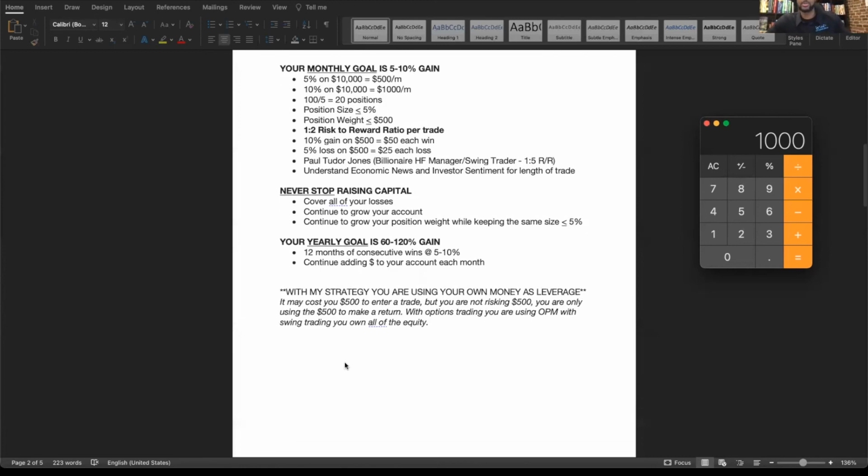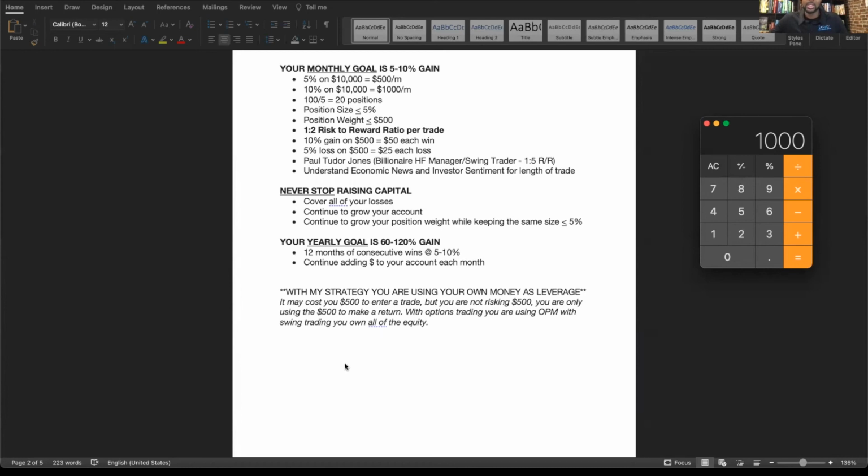And then every single month, make sure you keep adding to your account. The more you add to your account, the bigger your position weight, the bigger your returns are going to be, right? So now you start to see how all this stuff comes together. With my strategy, you're using your own money as leverage, all right? So a lot of people, especially day traders, borrow money and use margin, right? A lot of these brokers are going to give you 50% or even 150% of what your portfolio value is at that particular point.